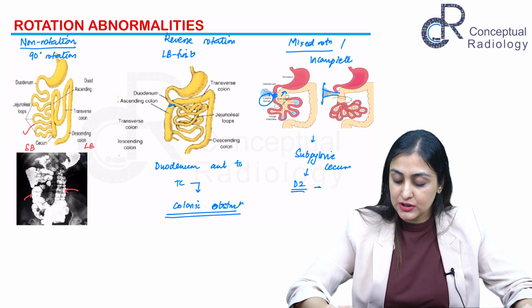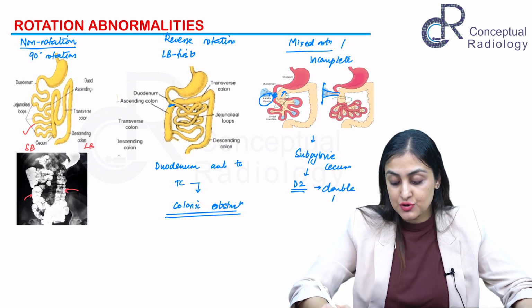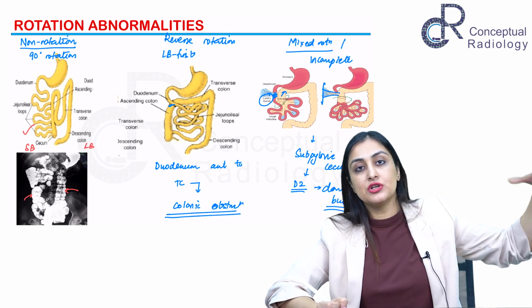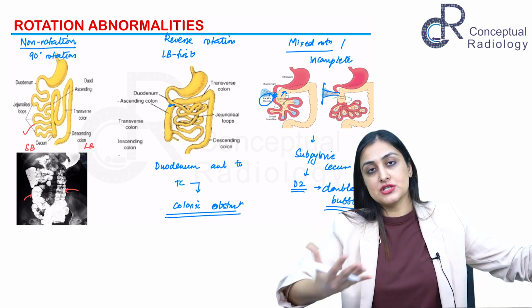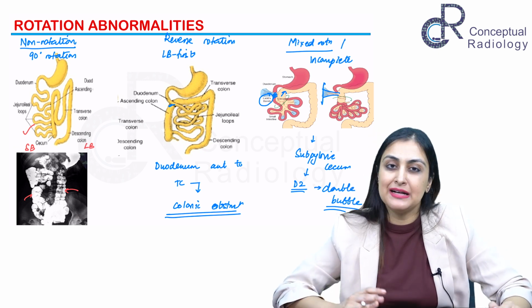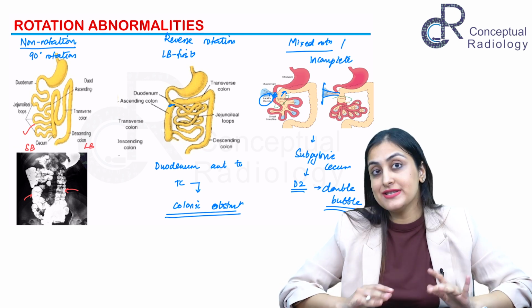So this is why you're going to have a double bubble here, right? Now you're understanding these Ladd bands. They go from the cecum to the lateral abdominal wall, and in the process they obstruct the duodenum. So these are the different rotational abnormalities that I hope you've understood conceptually now.